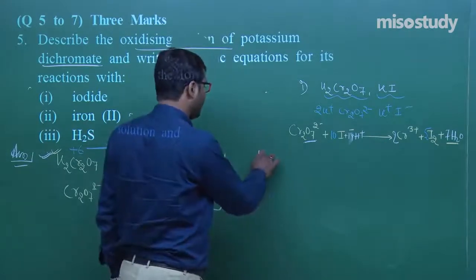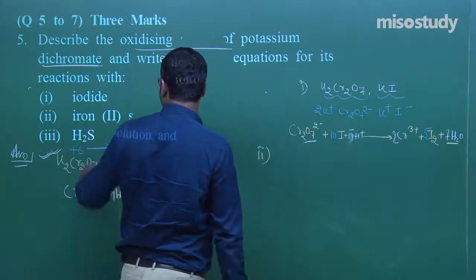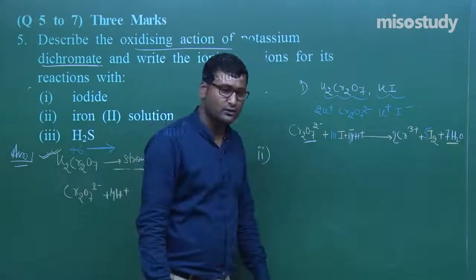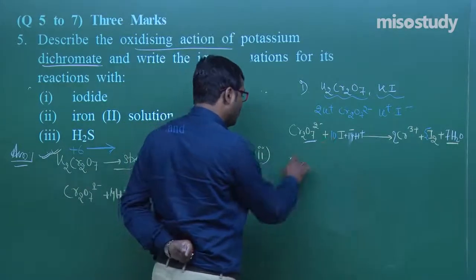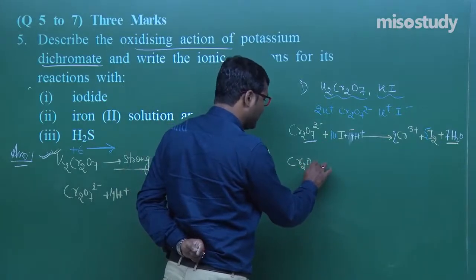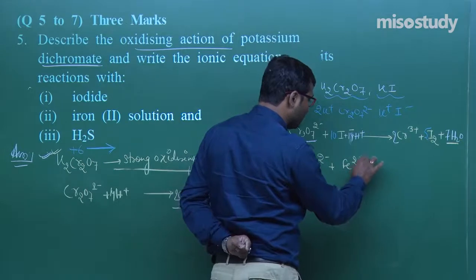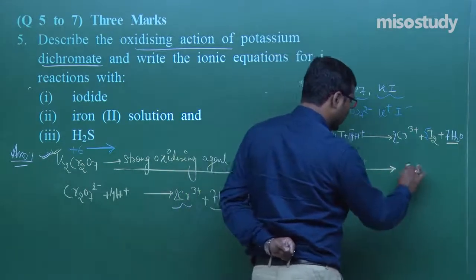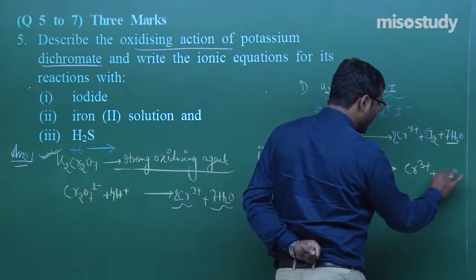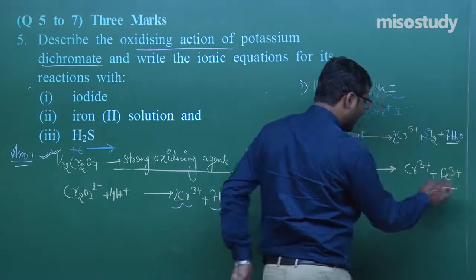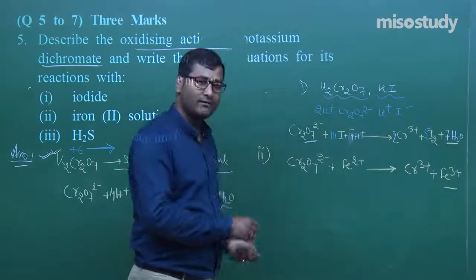Now the second one is what will happen in this case, that is iron(II) sulfate. Clear to you? What is given here? Iron(II) sulfate, that is Cr2O7 2- and Fe2+. Definitely it is converted into Cr3+ and Fe3+. Fe2+ will be converted to Fe3+.